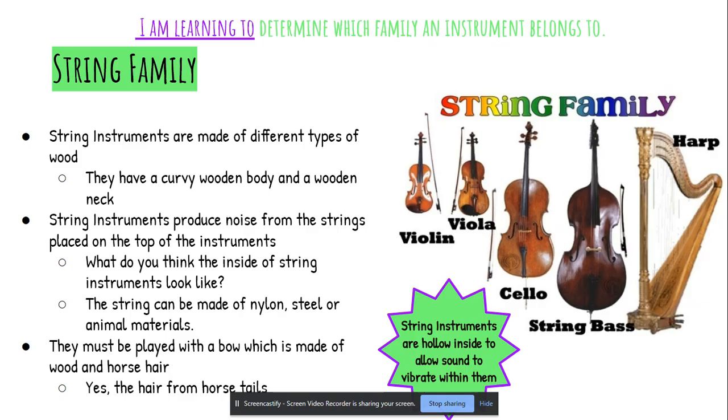What do you think the inside of string instruments look like? Can you see? They're actually hollow inside. So there's nothing inside. So when the strings are plucked, it goes inside, and that's how it amplifies the sound. The strings can be made of nylon, steel, or animal materials. It's kind of weird, right? They must be played with a bow, which is made of wood and horsehair. Yes, that's hair from horses' tails, and they press it against the string to create the sound.